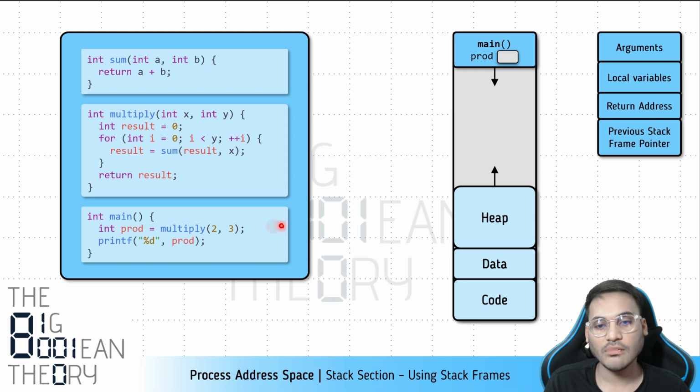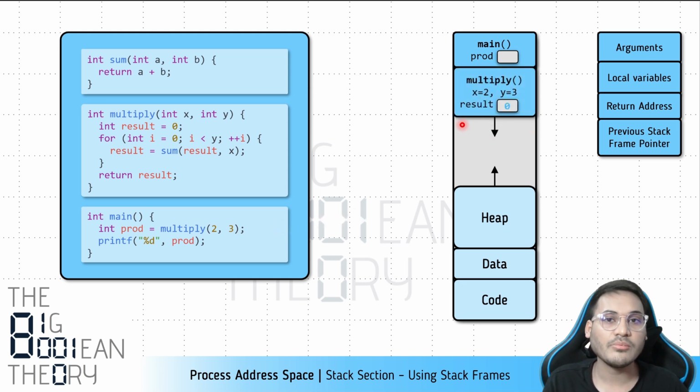Now let's call the multiply function. So when we call the multiply function, as you can see, another stack frame has been pushed on top of main. So this is how the stack frame looks like for the multiply function. It has two arguments, that is x is equal to 2 and y is equal to 3, and it has one local variable, that is result. And this is an integer variable that will again store the product of x and y. So it is initialized to 0, as you can see.